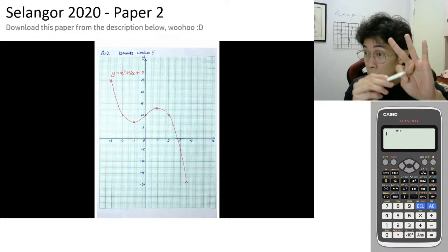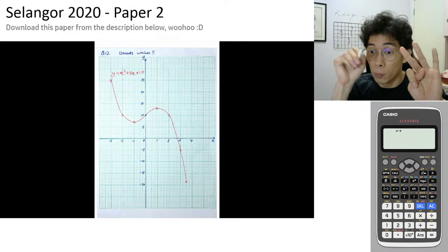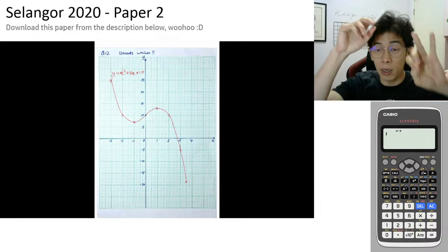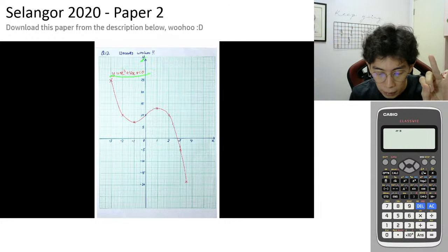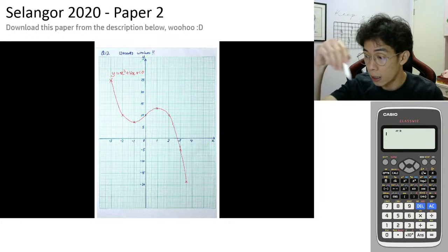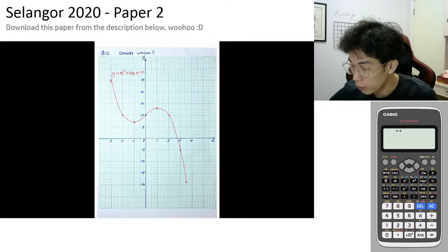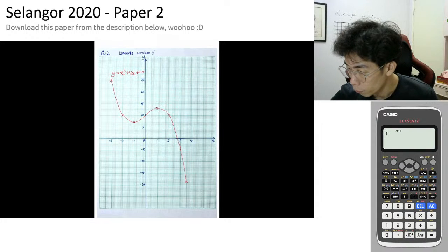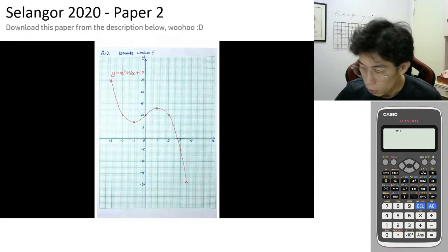Your plotting must be correct using X. Don't put small dots there. Then the third one, make sure you have your labeling. And finally, the curve. Finally, the curve.